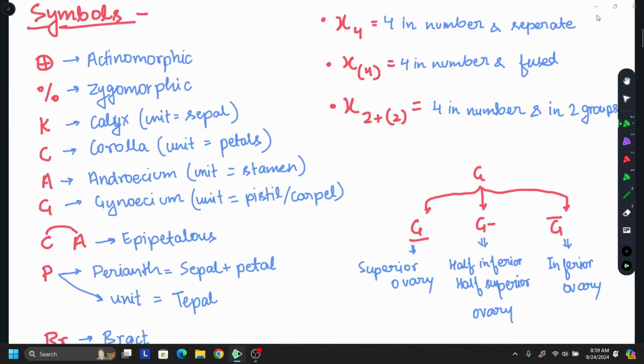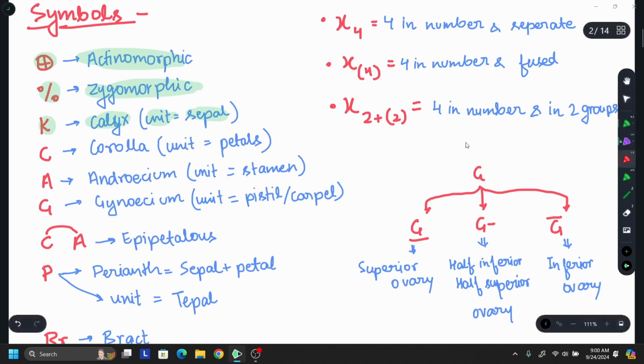So these are the symbols that were given, and first we study the symbol, then we will come to the family. Now this plus sign in the circle shows actinomorphic or radial symmetry. Percentage sign shows zygomorphic or bilateral symmetry. The K sign shows calyx, and the unit of calyx is sepal.